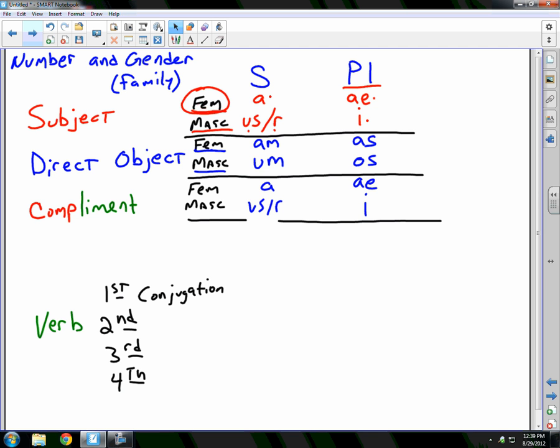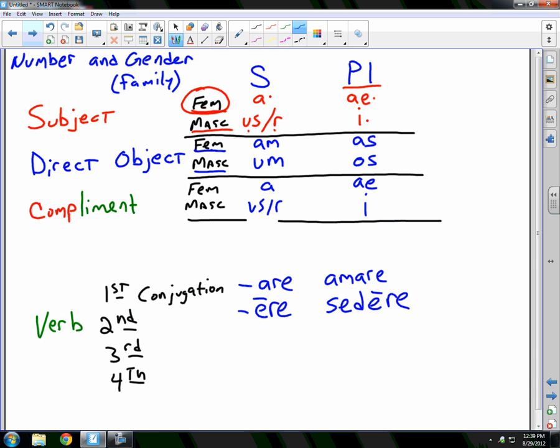Now, when I'm dealing with a verb, I have to decide what family it belongs to. There are 4 families. We have the first conjugation, which has an infinitive that ends in -are, like the word amare. We have the second conjugation, which has a long E, a macron over the E, -ere, like sedere. We have the third, short -ere, with no macron over the E, and that is words like conspicere. And then the fourth conjugation is -ire. It also has a macron over that I. And those are words like exire.